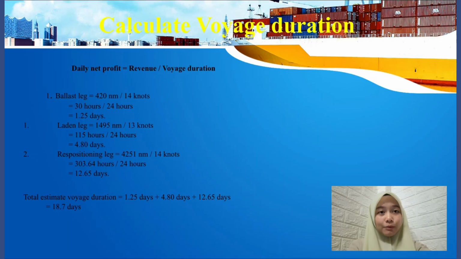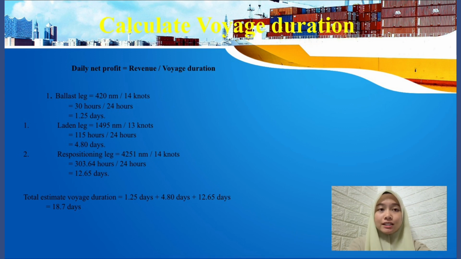Next, for part daily net profit voyage, calculate voyage duration. The formula is daily net profit equal revenue divide voyage duration. Ballast leg, the answer is 1.25 days. Laden leg is 4.80 days and repositioning leg is 12.65 days. Total estimated voyage duration equal 1.25 days plus 4.80 days plus 12.65 days. So the total answer is 18.7 days.